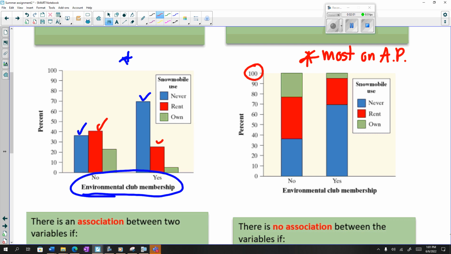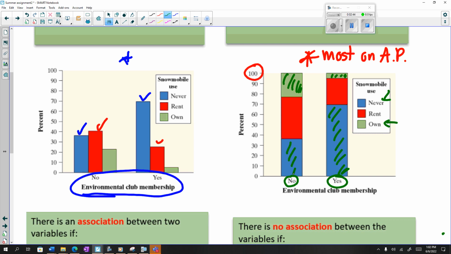of snowmobile use. So for example, if you look in the green segment, you see green is own, and you could see there's a greater percent of people who own snowmobiles if they are not in the environmental group over those who do. And then if you look at the purple, you see the nevers, there's a greater percent of people who never used a snowmobile among those who are environmental club members over those who are not. So yes, you could go across and create three separate sentences comparing the percents of each.